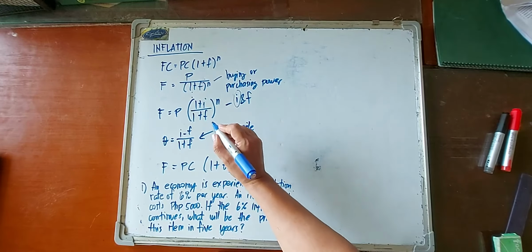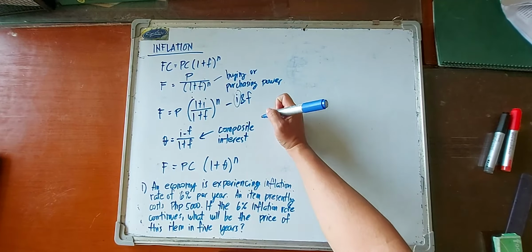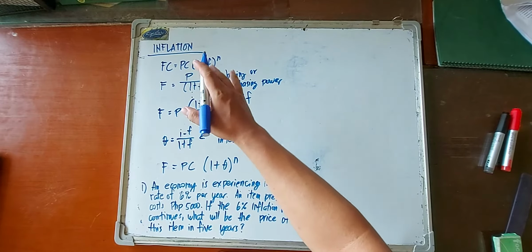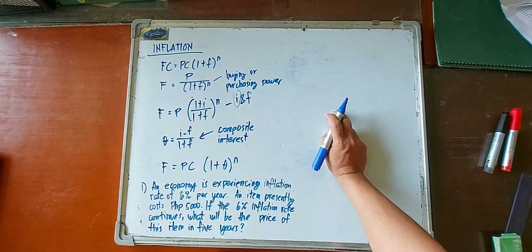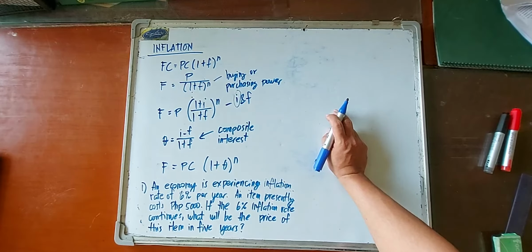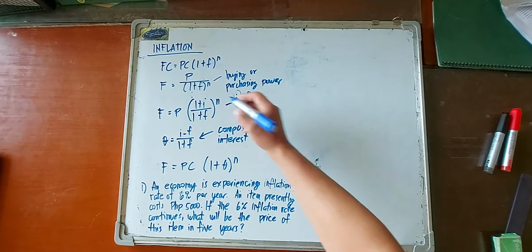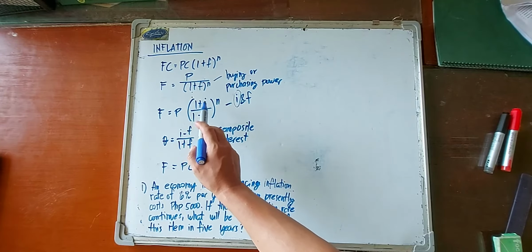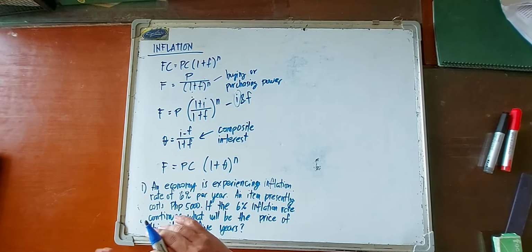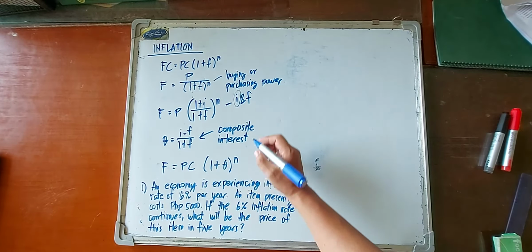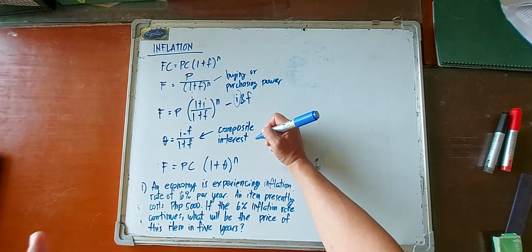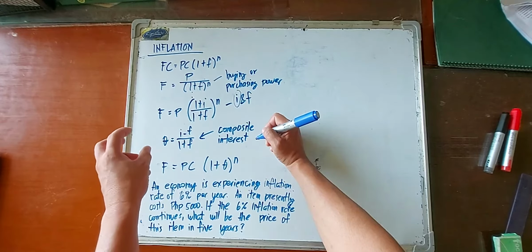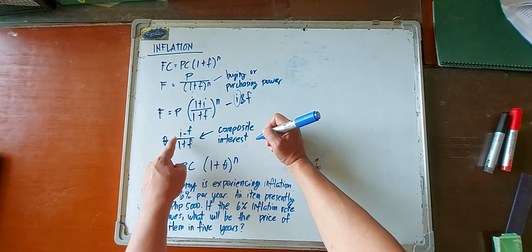Again, the derivation is in your modules. Very simple lang naman yung derivation. It's just a simple manipulation of the formulas. Okay. And next, if we consider this term, itong 1 plus I all over 1 plus F as a single term, convert natin. We call that the composite interest. It's a combined effect of interest and inflation rate. Now let's convert that to a single term in the equation. That would be the ratio of these two.